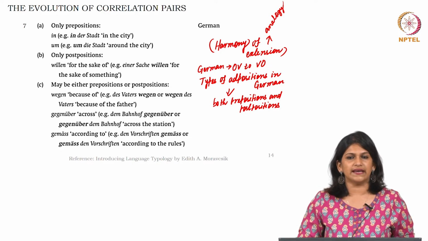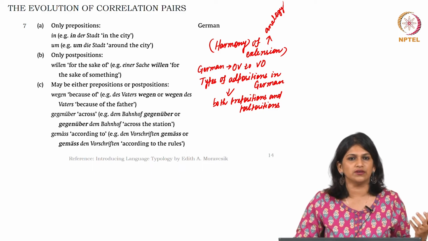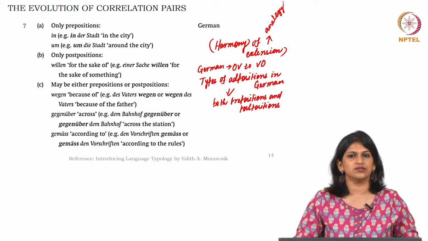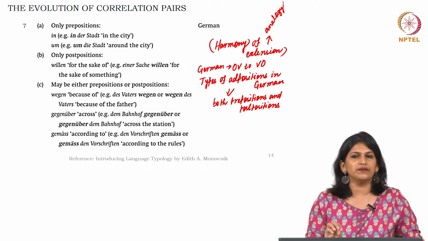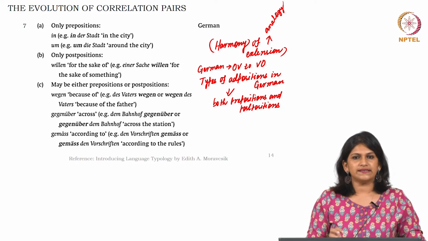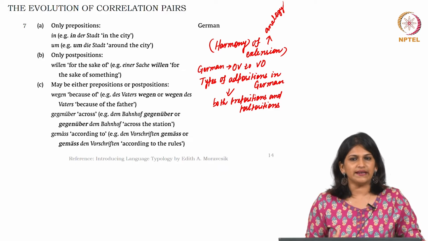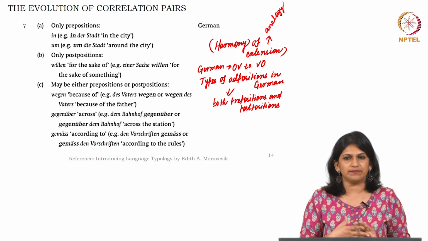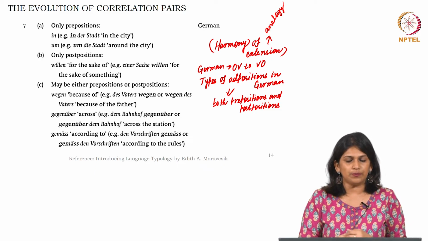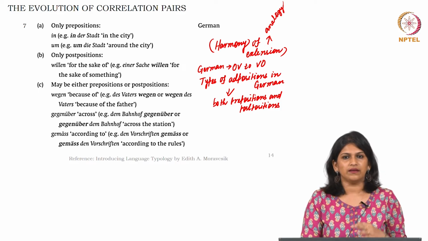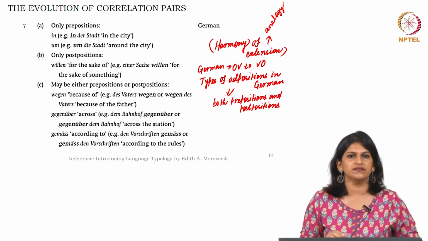The story here is that these observations related to the postpositional and prepositional status of the adpositions in German suggest that the prepositional forms have not historically been as old as the postpositional form. If you look at the frequency, the postpositional form seems to be older than the prepositional form. So, let me put it in a simpler manner.